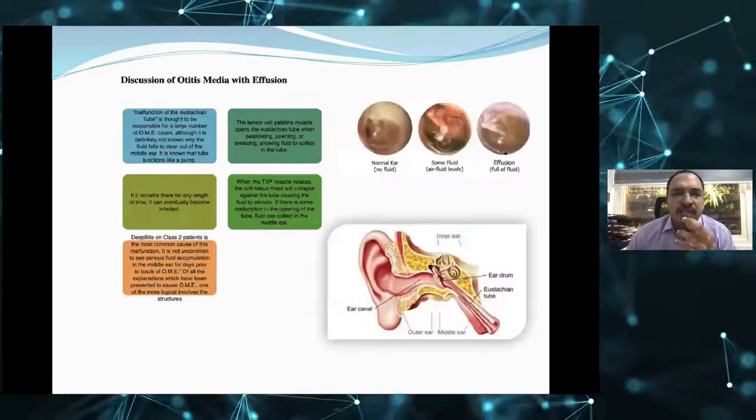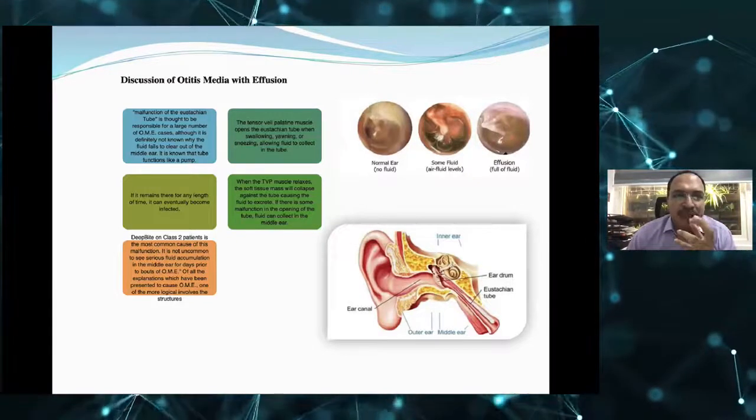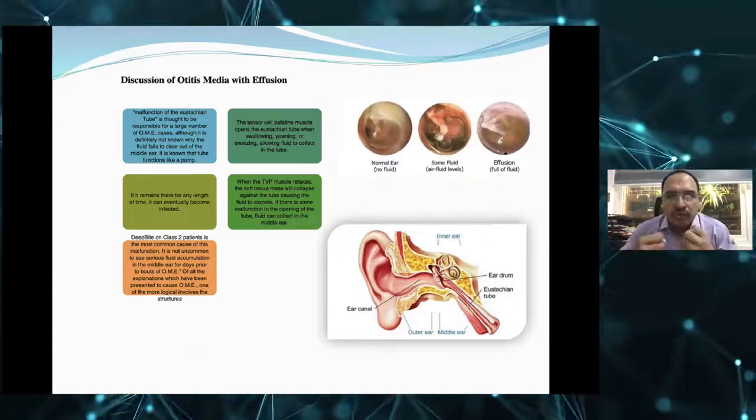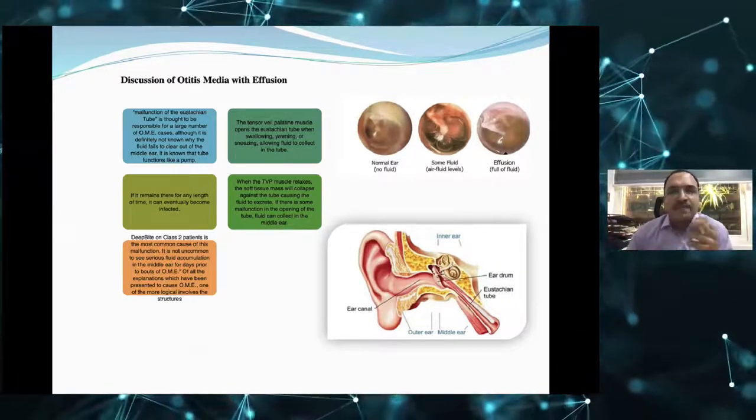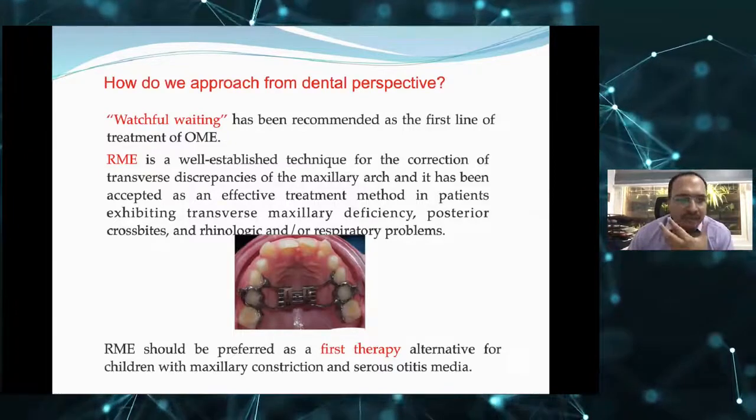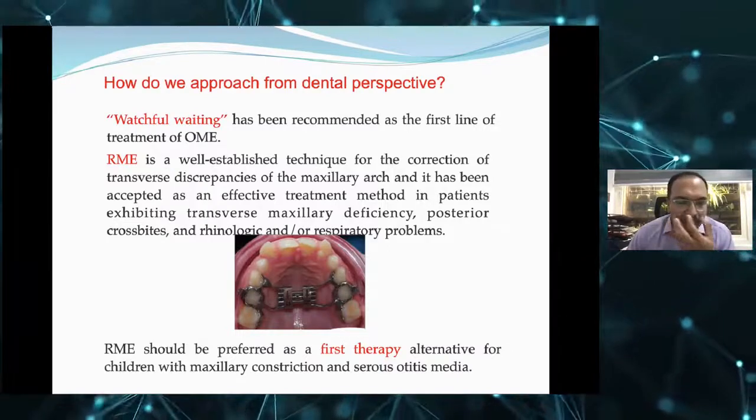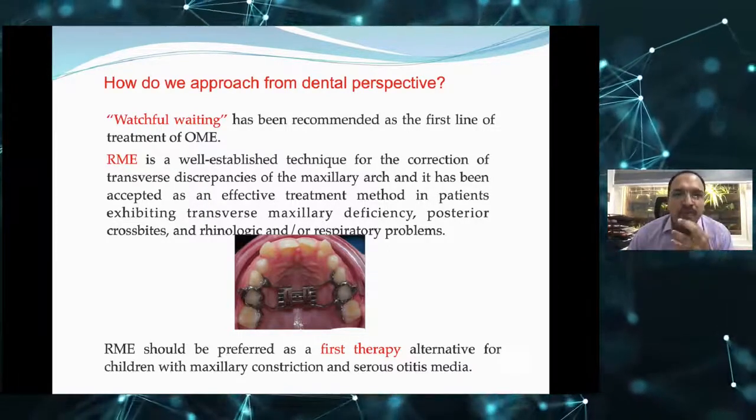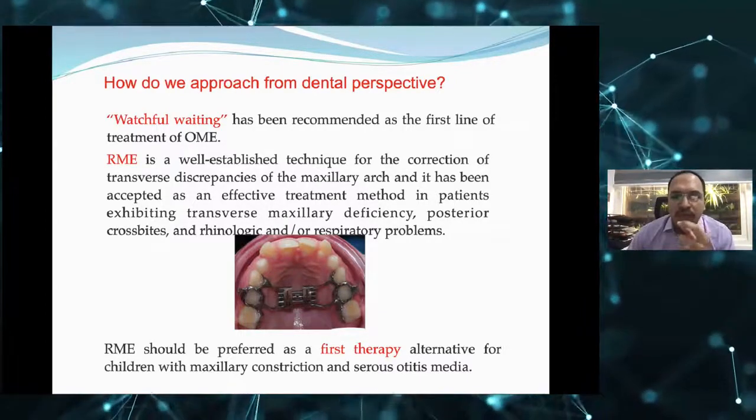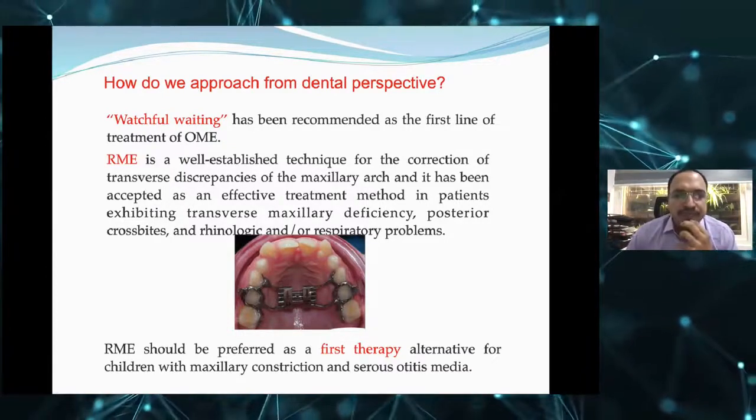So in these kinds of situations, the tensor veli palatini, the TVP, and the LVP, levator veli palatini muscles, are a little relaxed. So we want to stretch and dilate the muscles. For this, when you do a rapid palatal expansion, this is a very good tool, as the transverse maxillary expansion happens. It settles down the eustachian tube blockage, the patency is improved, because these muscles also get a little stretched up. So this is considered a very good alternative tool. RME is an alternative tool for otitis media with effusion.